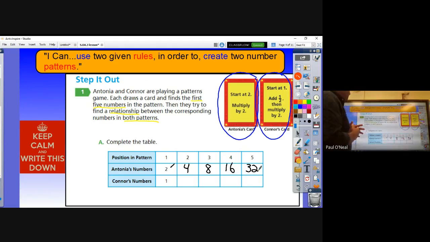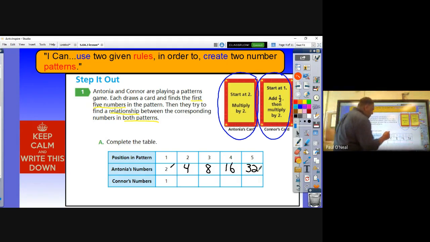Now let's look at Connor's numbers. The rule says start at 1, then add half, then multiply by 2. So we see multiple rules right here. Again, let's start at 1. Add half. Another way of looking at half, as we discussed in class, is 0.5. We've seen decimal 0.5, or 5/10, or some stated equivalent fractions, 6/12, right? Those are equivalent fractions. They're equal to half as well. But another way of representing half could be 0.5. So if we add 0.5, or add half, to the 1, we would get 1.5.